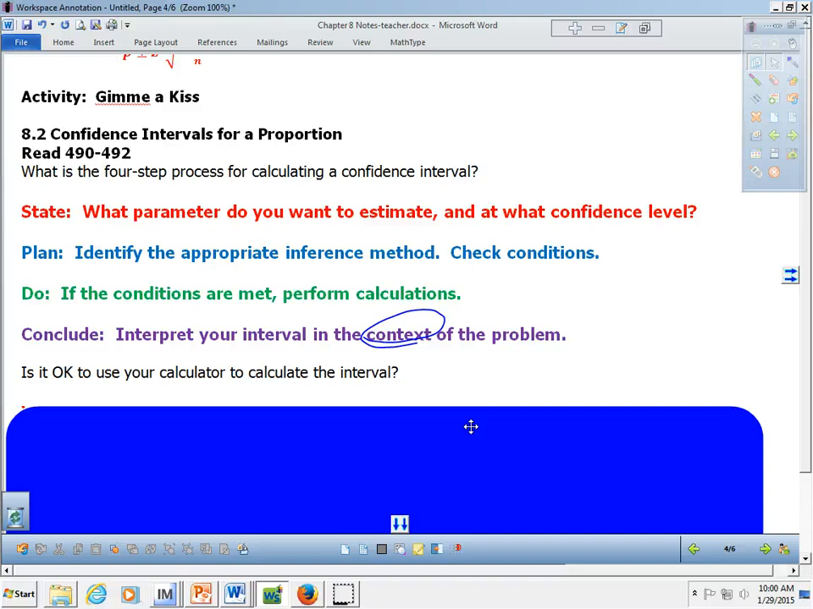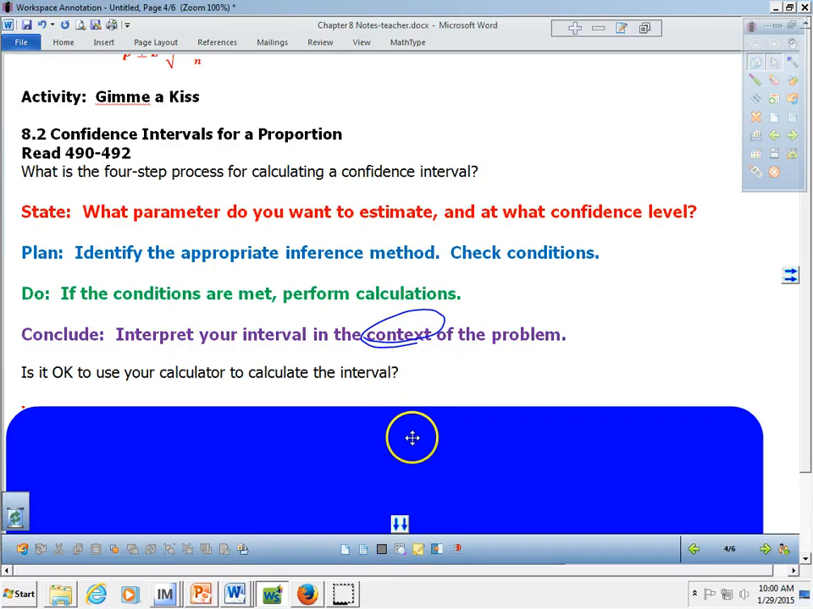Is it okay to use your calculator to calculate the interval? Absolutely, and I'll show you how to do that. Section 8.2 in the book has a yellow section in the text that will walk you through how to use your calculator also.